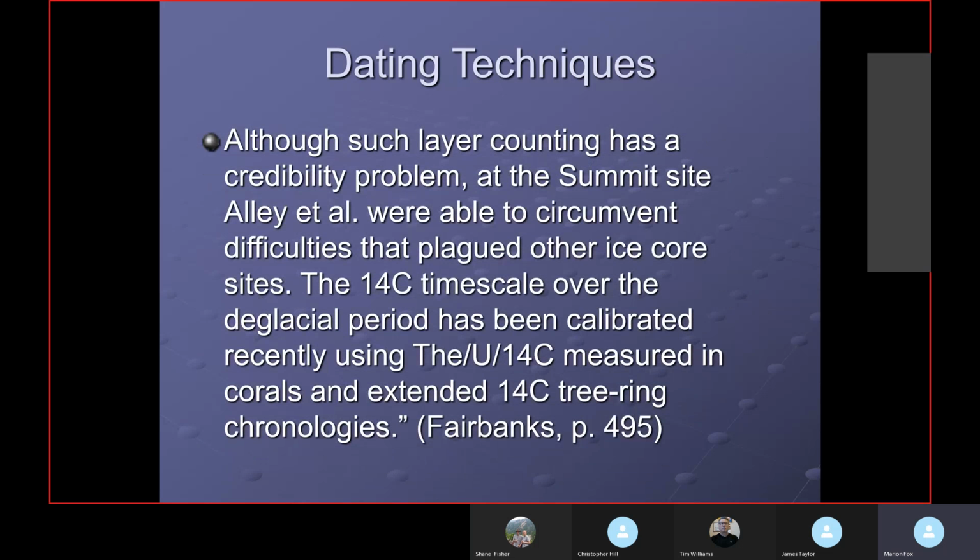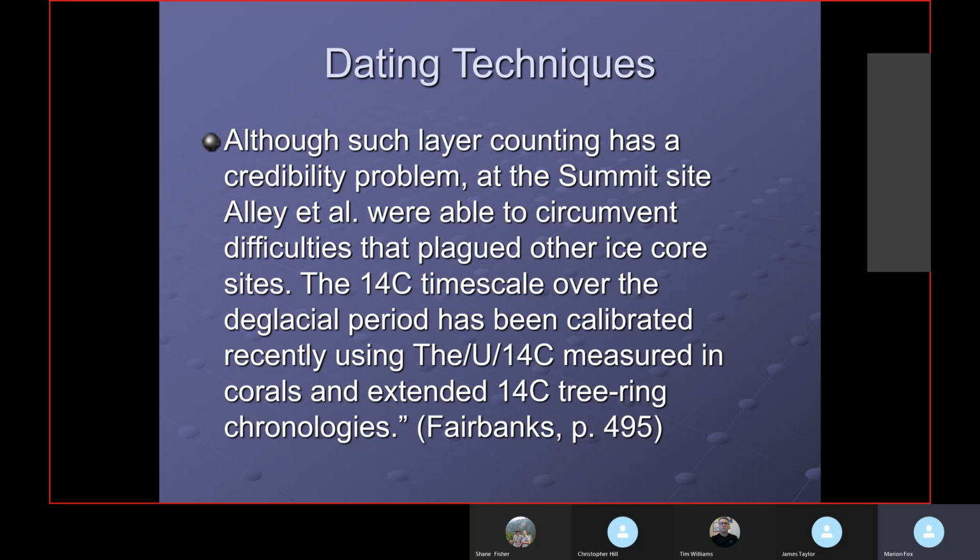Although such layer counting has a credibility problem, I want you to notice that. Fairbanks admits that the layer counting has a credibility problem. Now, when you start counting layers, we're going to see why they had trouble with it in just a moment. At the summit site, Alley et al., Alley and others, were able to circumvent difficulties that plagued other ice core sites.